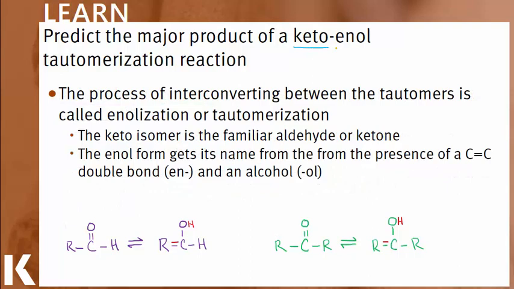Now, in keto-enol tautomerization, the aldehyde and the ketone are referred to as the keto form, and the enol refers to the other isomer. A double bonded carbon is an alkene, so the ene provides the prefix of the enol, and the OH is the alcohol, which provides the suffix OL. Tautomers reference the keto and enol form, so the conversion of a keto to an enol or an enol to a keto is called tautomerization or enolization.